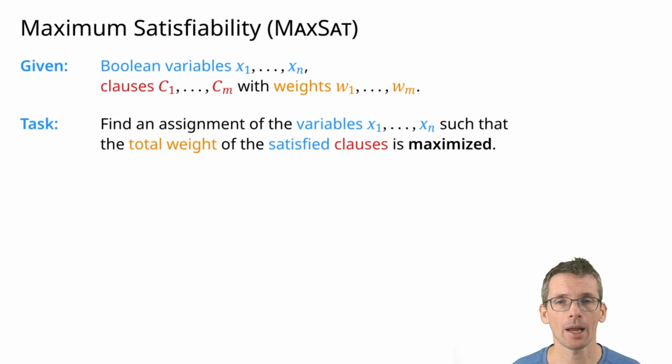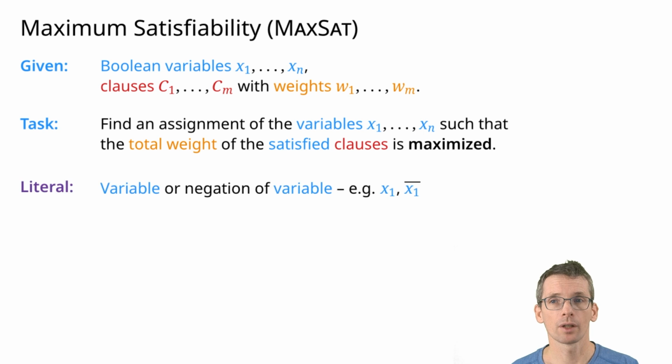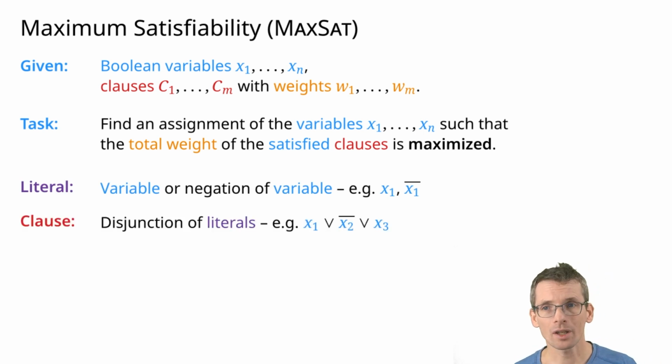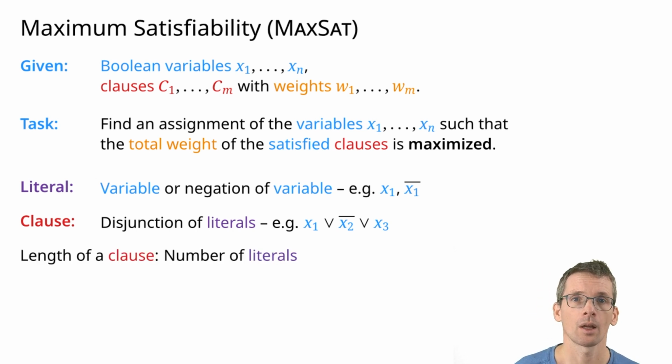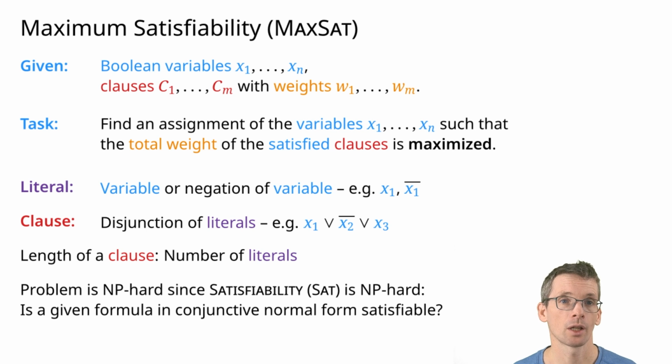In MaxSat, just as in satisfiability, we have literals, so that is a variable or its negation. Clauses consist of disjunctions of literals, and the length of a clause is the number of literals in that clause. And this obviously is an NP-hard problem, since satisfiability as such is NP-hard.